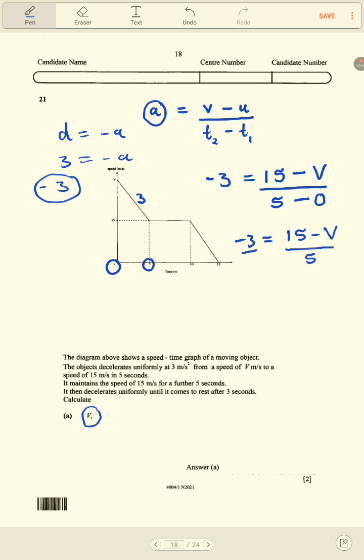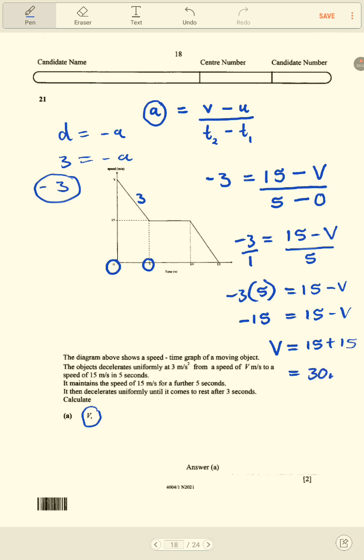If you multiply both sides by 5, we're going to get minus 3 times 5 being equal to 15 minus v. Here we get minus 15 equal to 15 minus v, and if you take v to the left hand side and minus 15 to the right hand side, we're going to have 15 plus 15 being equal to 30 meters per second. So v is equal to 30 meters per second. Let's move on to part B.